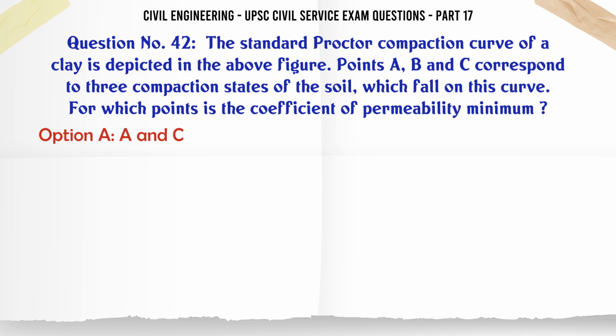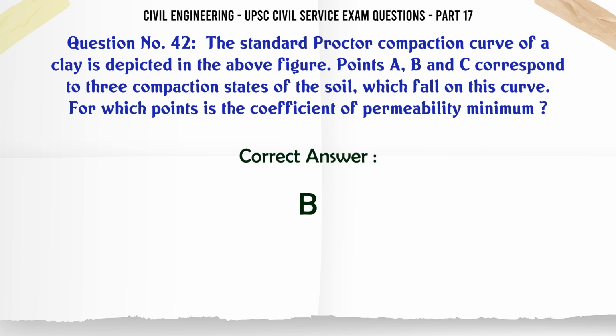The standard Proctor compaction curve of a clay is depicted in the above figure. Points A, B, and C correspond to 3 compaction states of the soil which fall on this curve. For which points is the coefficient of permeability minimum? A. A and C. B. A. C. B. D. C. The correct answer is B.